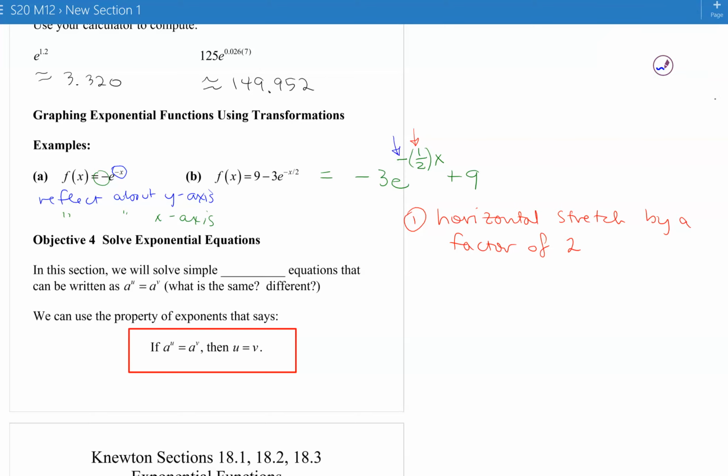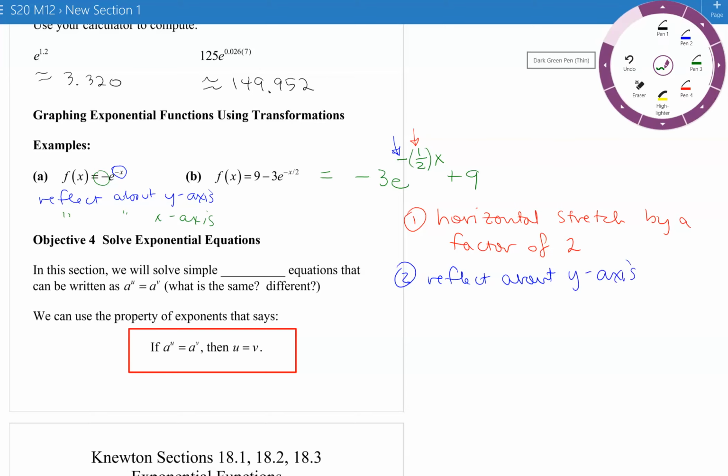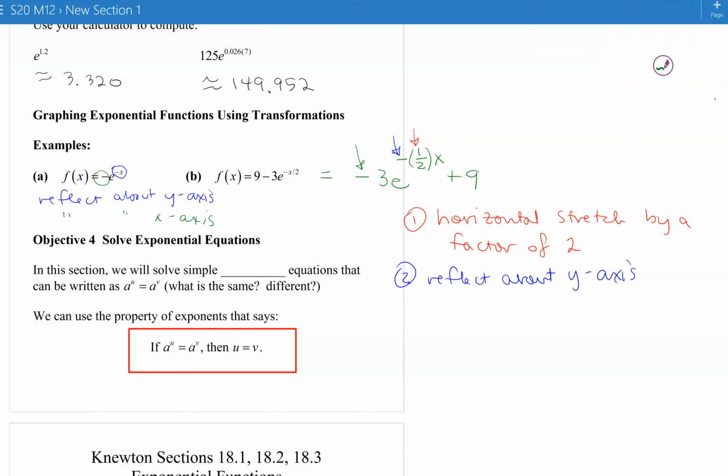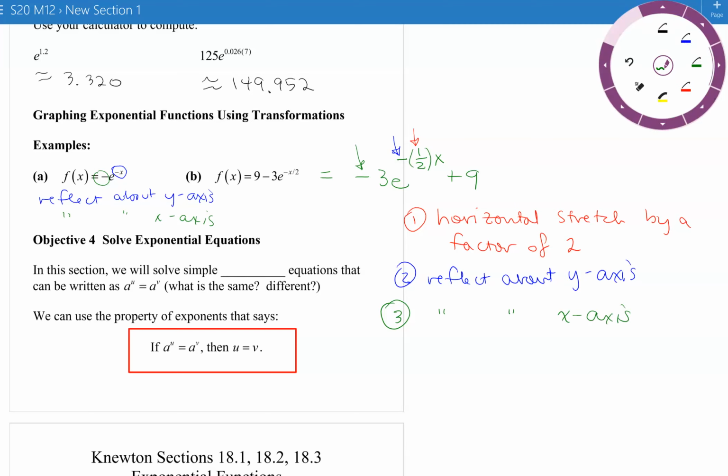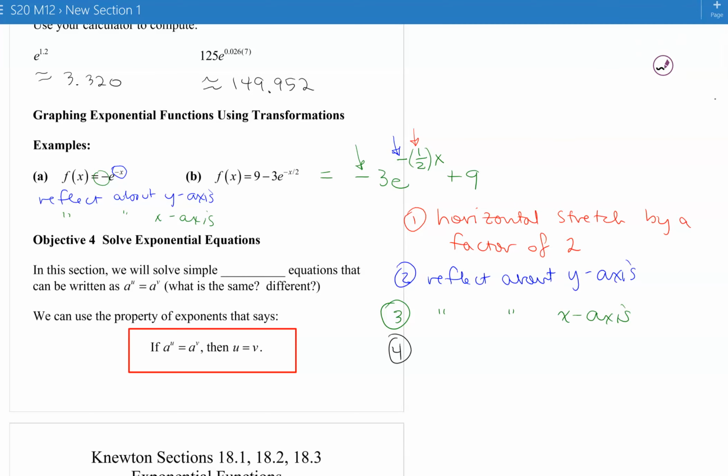Then I have a multiply by a negative before the function happens. So that's going to reflect about the y-axis. Then I have a negative after the function, reflect about the x-axis. And then last we have shift up 9 units.